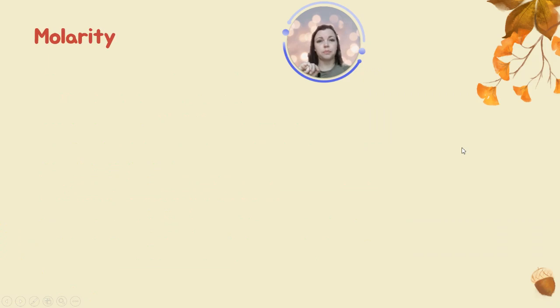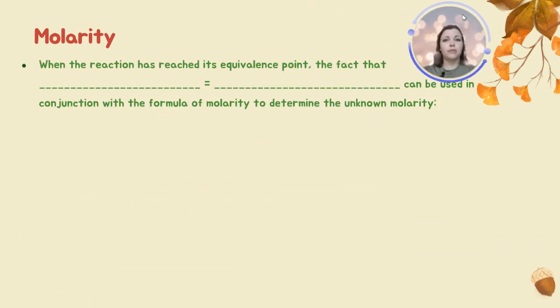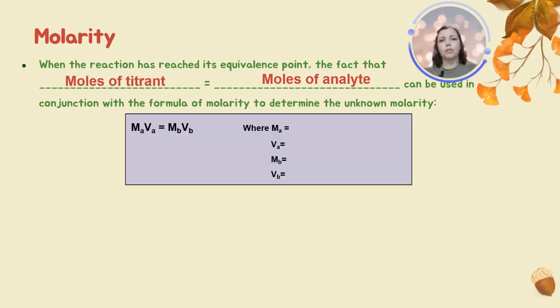So when the reaction has reached the equivalence point, the fact that your moles of titrant is equal to your moles of analyte can be used in conjunction with the formula for molarity to determine the molarity of your unknown. So this looks exactly like your dilution formula. So this is MAVA equals MBVB. In this case, A is acid and B is base, but you could use the same formula even if you were not doing an acid-base titration.